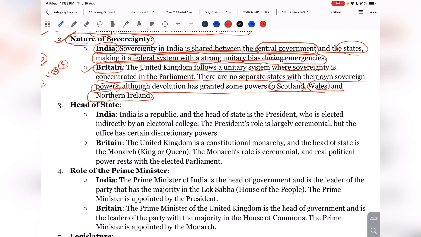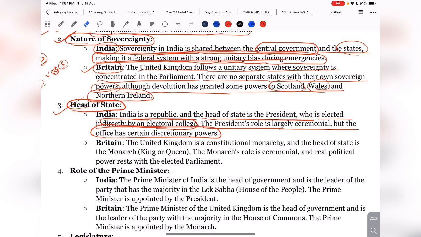Then head of the state. India is a republic, and the head of the state is the president, who is elected indirectly by an electoral college. The president's role is largely ceremonial, but he has certain discretionary powers. In India the president is elected by the people's representatives, so our head is an elected head. But in case of Britain, Britain follows a hereditary monarch.